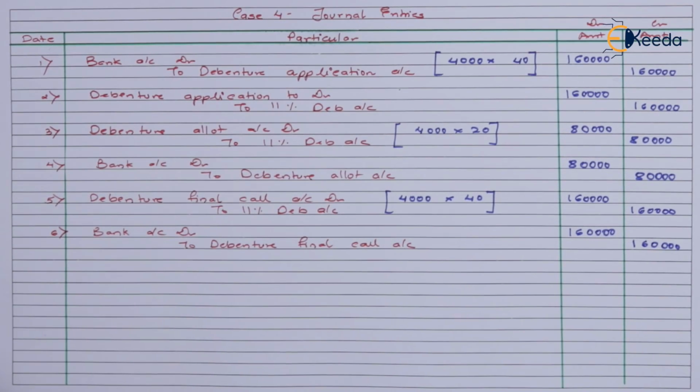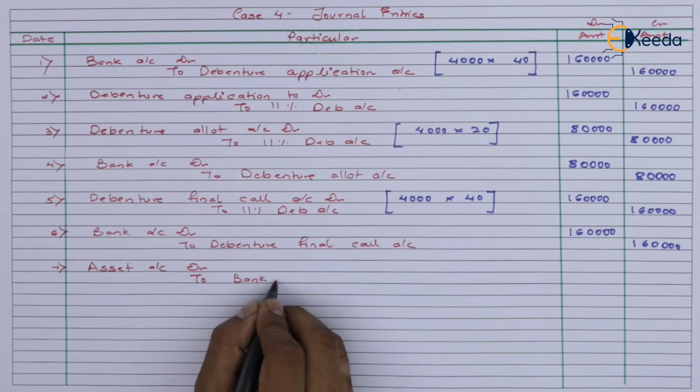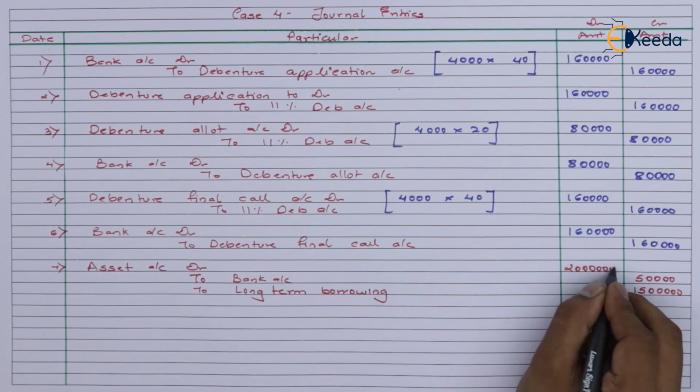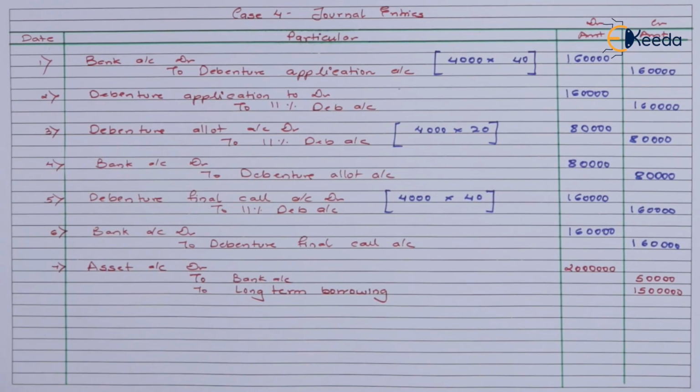Now, the next entry refers to an asset being purchased here for 20 lakh rupees, for which payment has been made in 5 lakh cash and the rest 15 lakh is the loan amount. So let's mention that. The entry is asset account debit 20 lakh rupees, to bank account 5 lakh rupees, which is the payment, and to long term borrowing, which is 15 lakh rupees. The next item will be the issue of debentures for securing this loan, that is 20 lakh rupees of debenture suspense account to 11% debenture account.